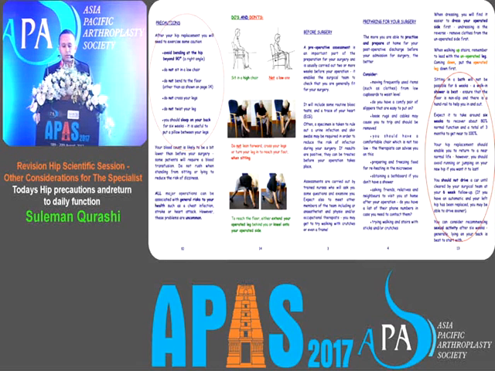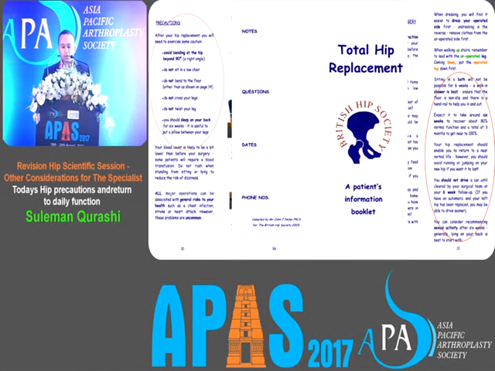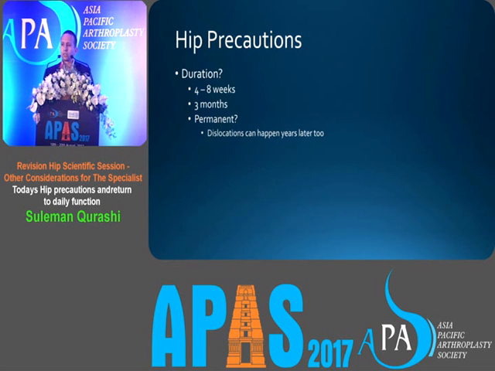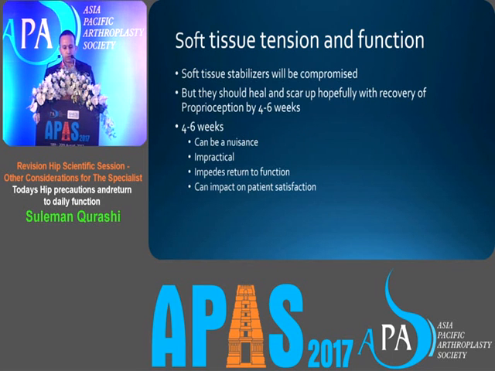This is the British Hip Society patient booklet. And the duration as to how long hip precautions are to continue is also very obscure. No one really knows. But as I said, 4 to 8 weeks, 3 months, or are they permanent? We don't really know, but most people recommend a month and a half or so.